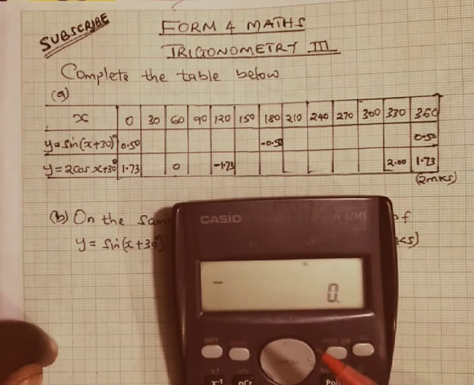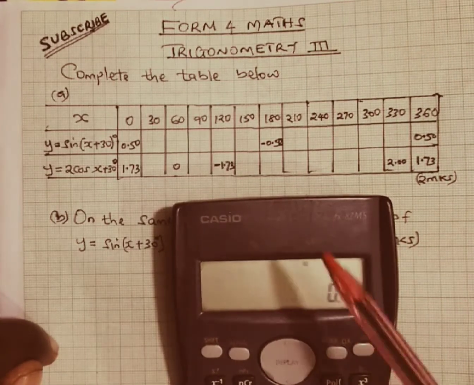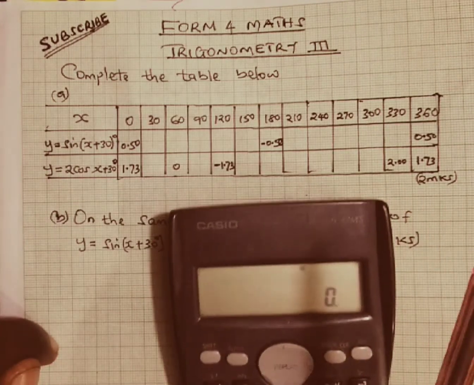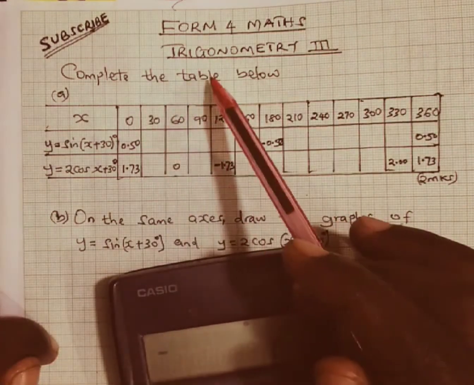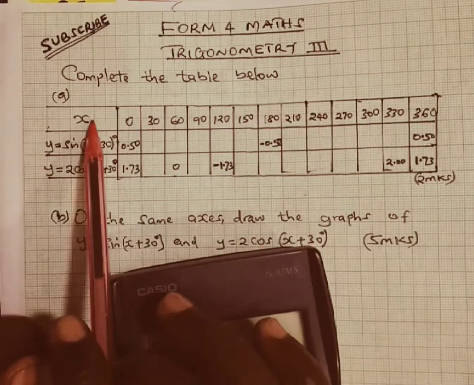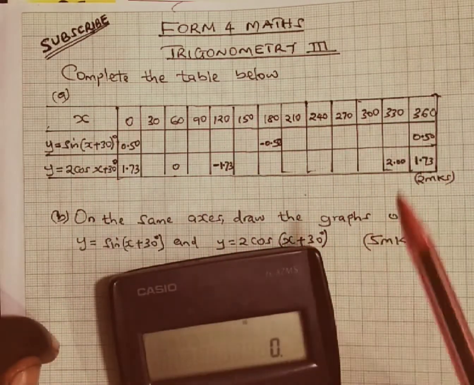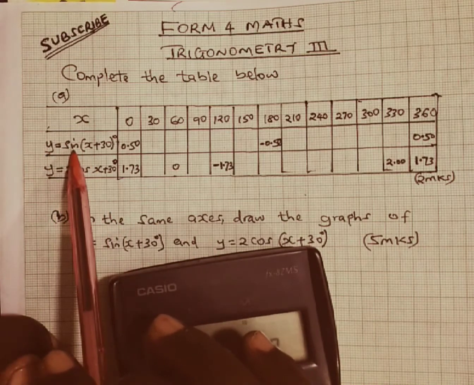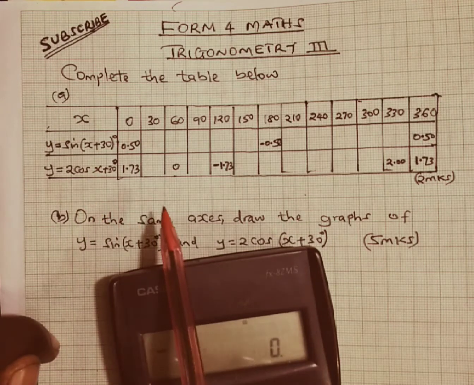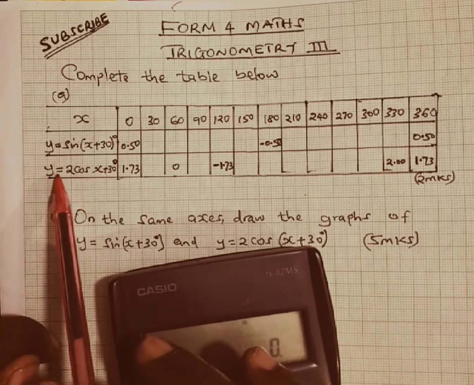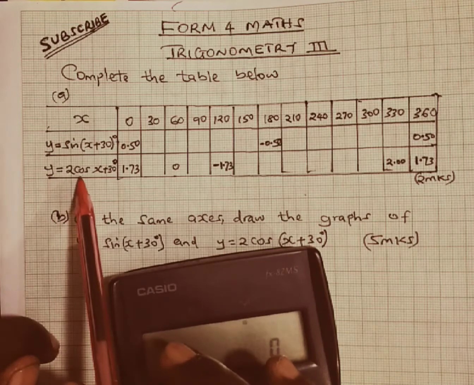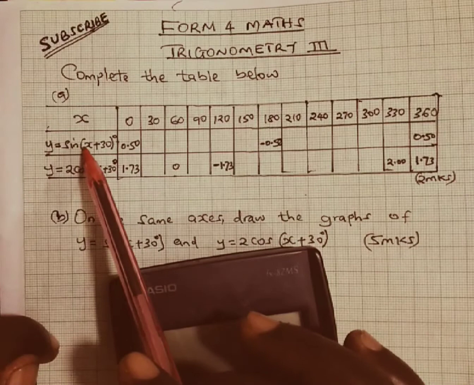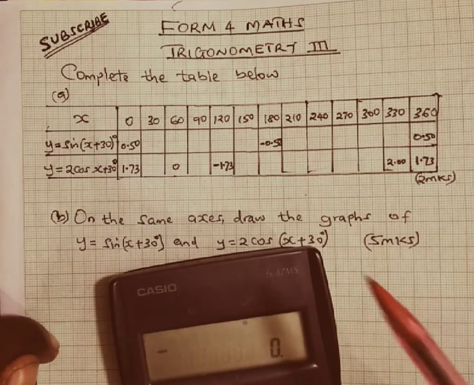Today we are going to look at a question on trigonometry under trigonometric graphs, and the question reads: complete the table below. We have the values of x from 0 to 360. Then we have y is equal to sine x plus 30. We also have another function, y is equal to 2 cos x plus 30. You are supposed to use these functions to complete the table.